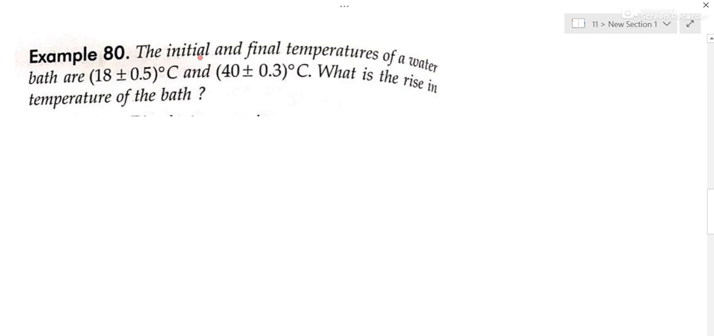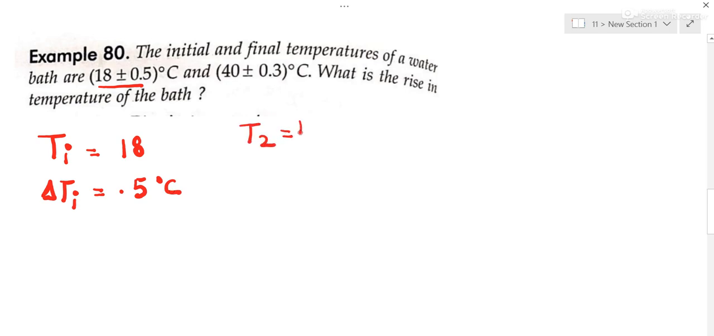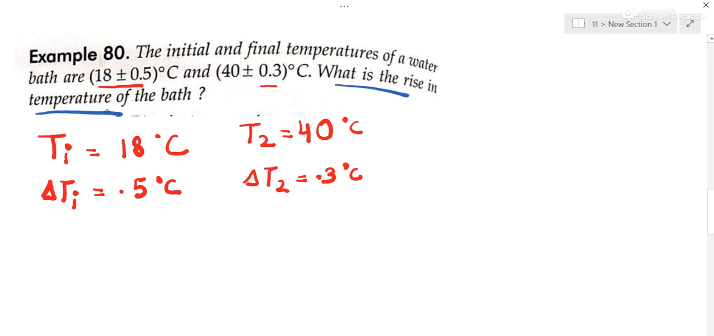The initial and final temperature. So this is the initial temperature, main value 18, and error in initial temperature is 0.5 degrees Celsius. Similarly, the second temperature is 40 and error in second temperature is, you can read here, 0.3 degrees Celsius. So everywhere units are to be written. So what is the rise in temperature? What is the difference in temperature? So it's a numerical based upon subtraction of two quantities, right?